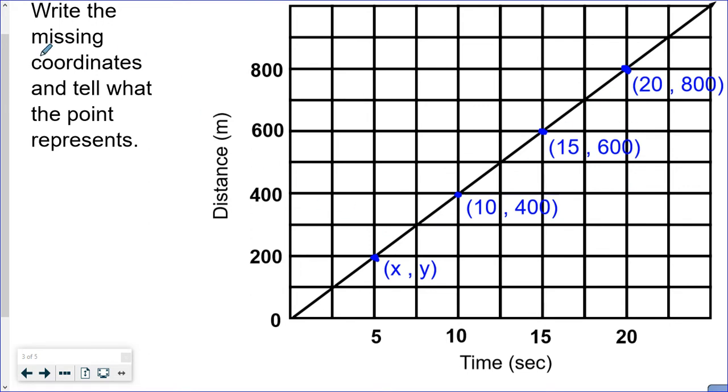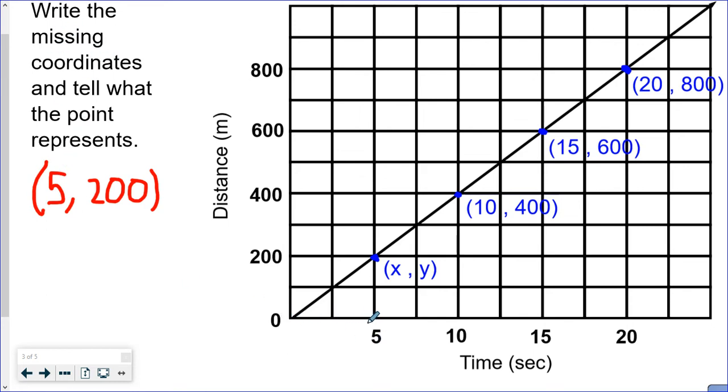Now, the first thing it asked us to do was to write the missing coordinates. This is my missing coordinate. So I got to make sure I put my x coordinate first, which means I'm going to put the ones that are going down. And hopefully we realize that the x coordinate would be 5 because that's on this 5 line. So the missing x coordinate is going to be 5. Okay, then I'm going to go up to the y coordinate, and it's at this line right here. And it looks to me like the y coordinate should be at number 200. So the first thing they asked me to do is to write the coordinate. I got to find the missing coordinates, and I've already done that.